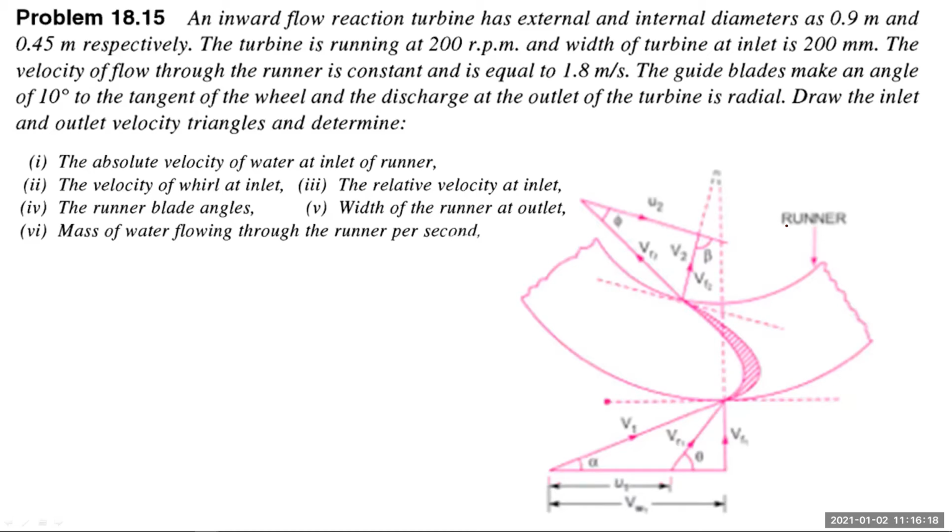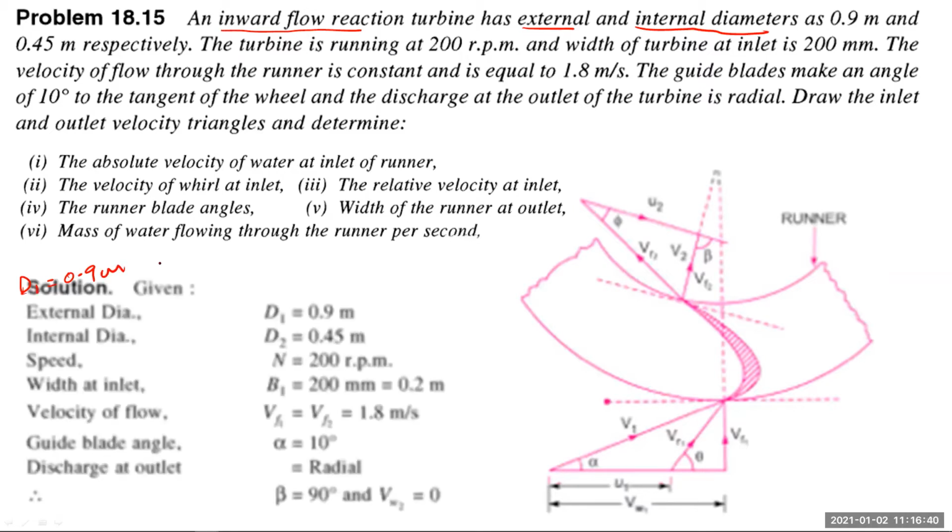So let's start. An inward flow reaction turbine has external and internal diameters, means D1 and D2 are given. So write down here your D1 equals 0.9 meter. I think I have added those things. Yeah, I have added. Okay, so here your D1 is given, D2 is given. Okay, the turbine is running at 200 RPM. So N is given.